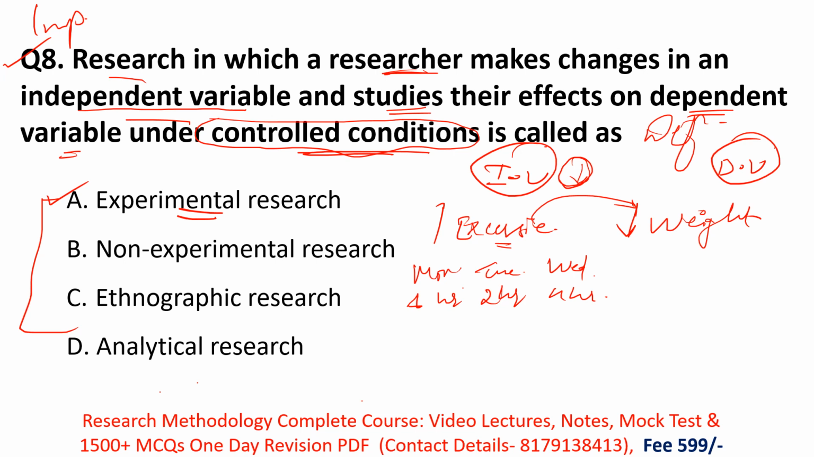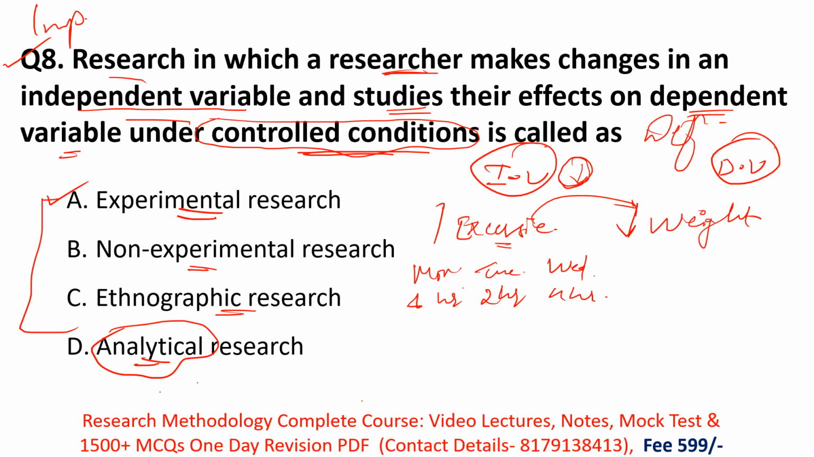Then we will see the other options which are incorrect. Non-experimental research means that you do not do proper experiments. Ethnographical research, or ethnographic, means you are doing research on behavior in that particular area. It is a qualitative type of research, where you collect data on a qualitative basis. Analytical research is related to a chemistry term, where you have all your data and you do experiments. It is known as analytical research.